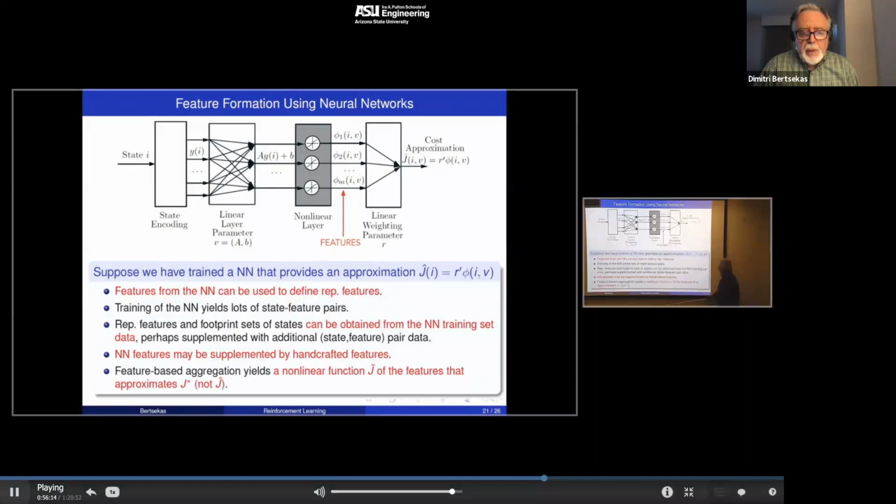And notice now that this form of aggregation yields a nonlinear function J tilde of the features. This is linear. The aggregation will give you a nonlinear function that aspires to approximate J star, not J hat. So it goes for a bigger target. Okay. So now let's look how policy iteration would look in the context of aggregation and neural networks.